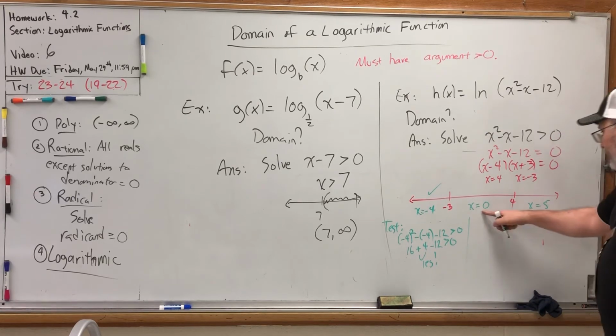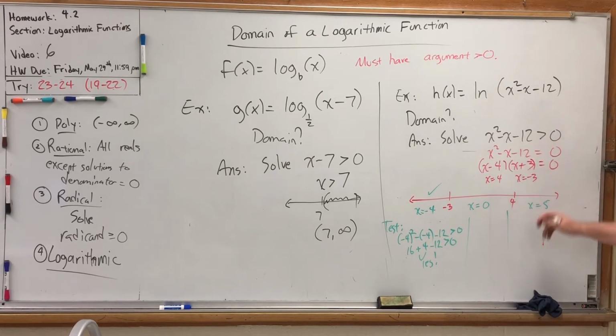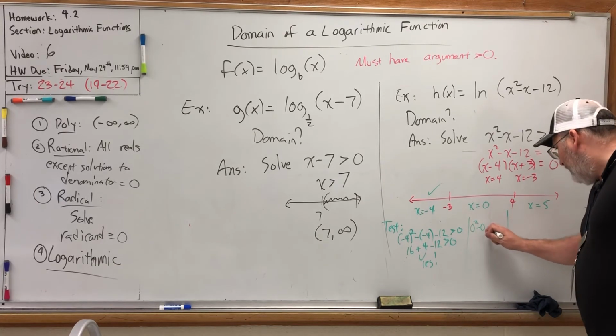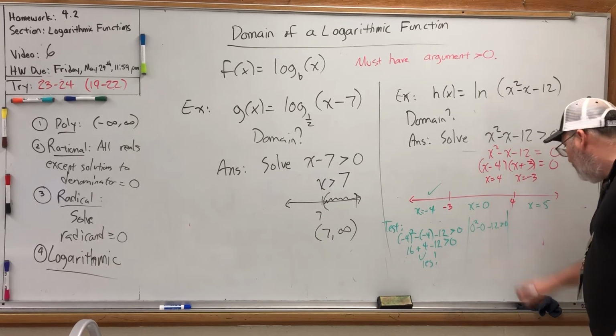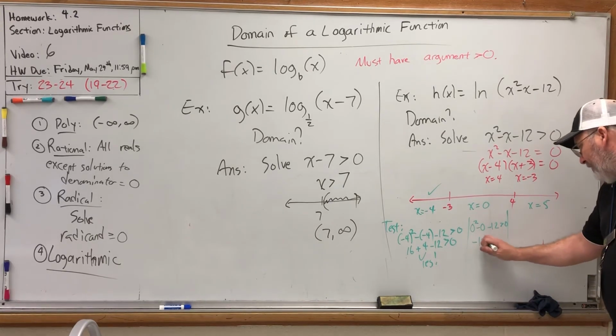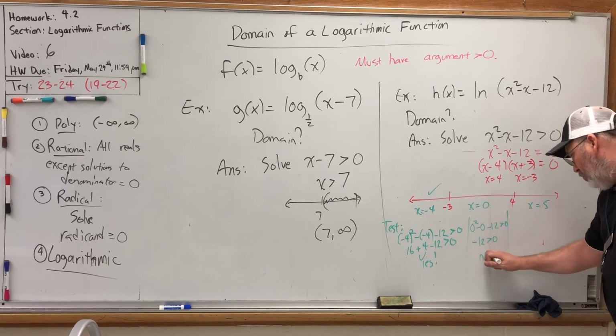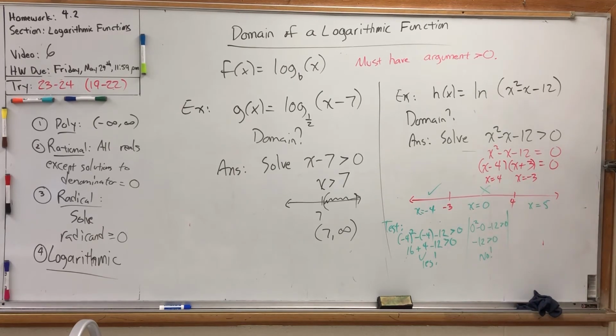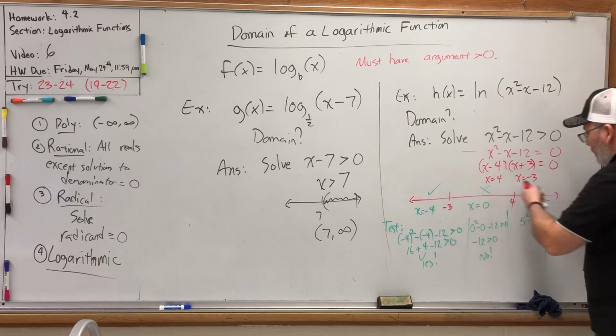Do we want the interval with 0? This one's easier to check because if I put 0 everywhere there's an x, 0 squared minus 0 minus 12 is greater than 0. But the zeros disappear on the left and we have negative 12 is greater than 0. That's a big no. We don't want the middle interval. And if we test the 5, 5 squared minus 5 minus 12, is that greater than 0? Well, let's just do it real quick. 5 squared is 25. 25 minus 5 is 20. 20 minus 12 is 8. Yes, that's a keeper. So we want the interval on the left and the interval on the right.